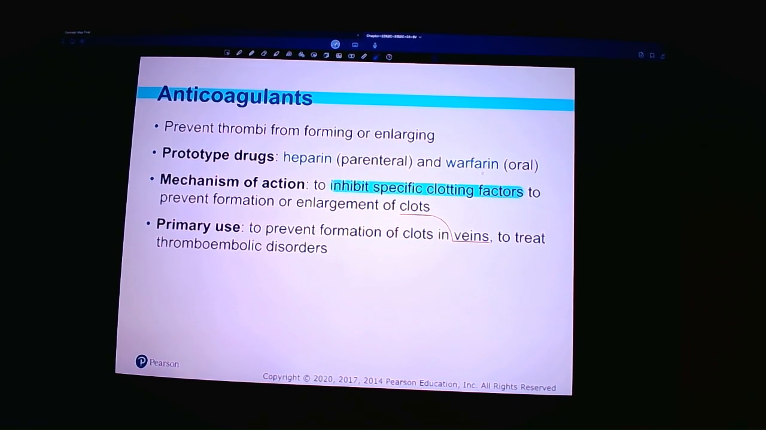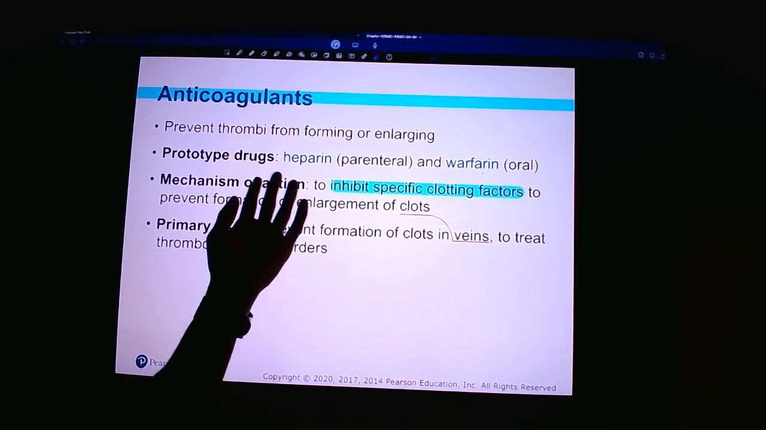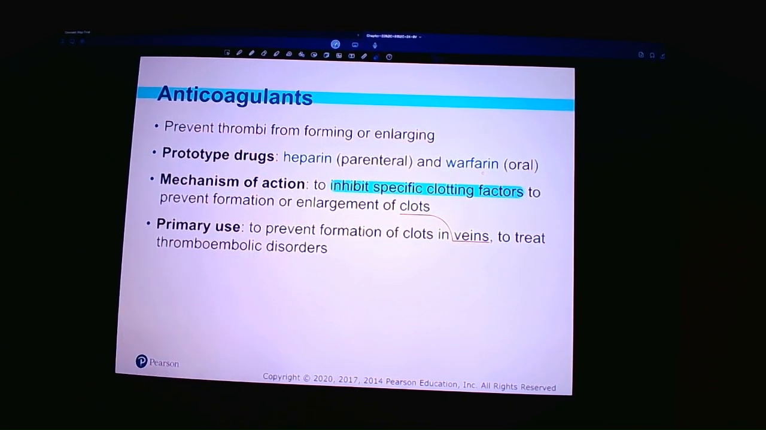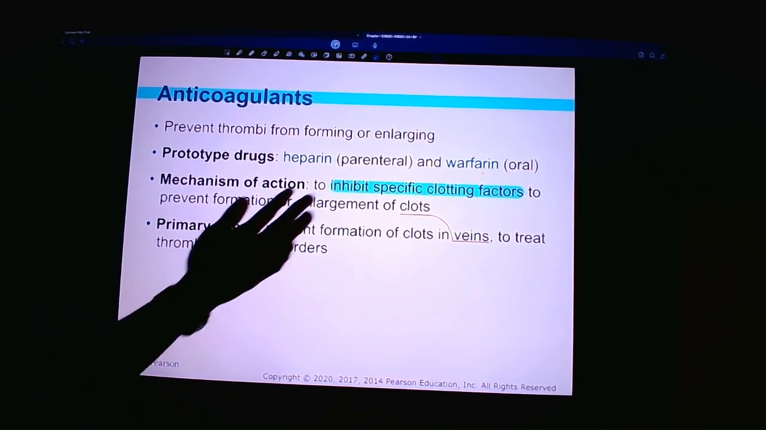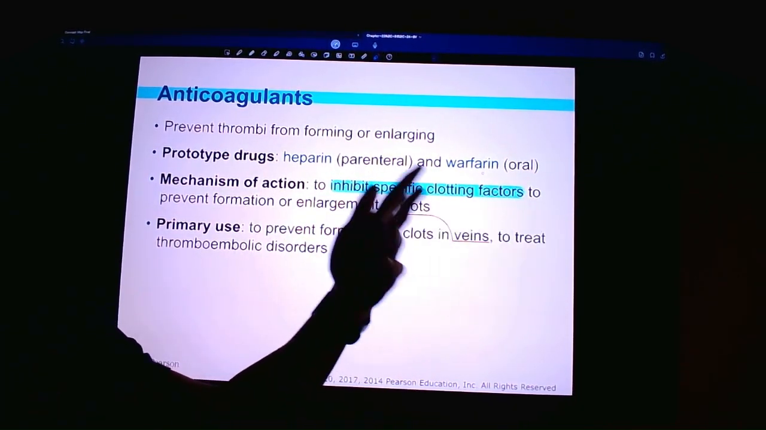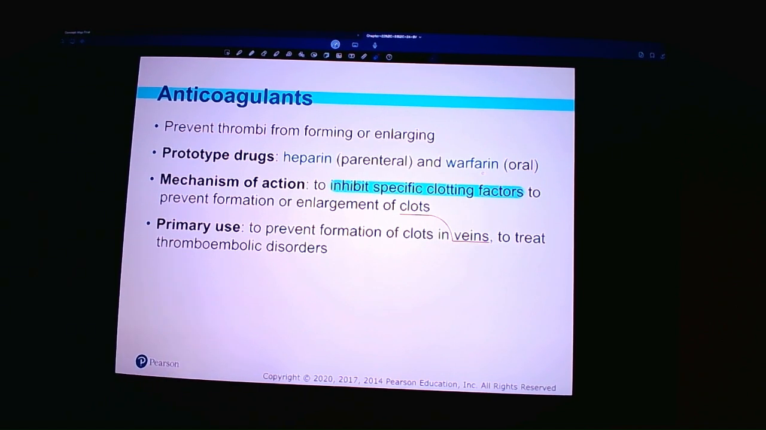So heparin is parenteral, warfarin is oral, right? Just right now, off the top of your head, with our history of all the meds that we've learned, if heparin is parenteral, how fast will it work? Probably pretty quickly. What about warfarin? It's a PO med only. Will it work fast? Probably not, right?